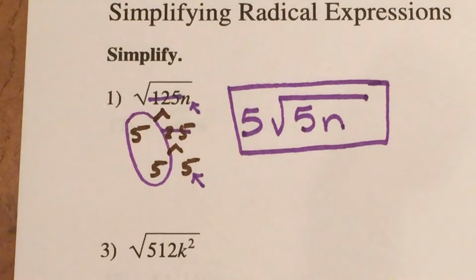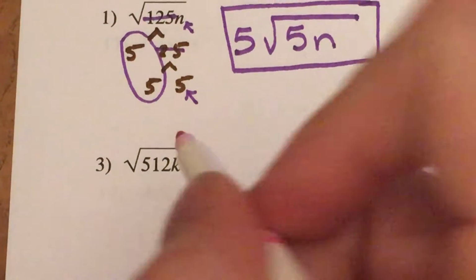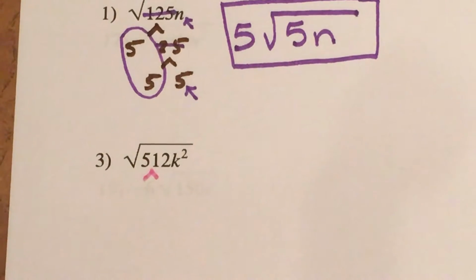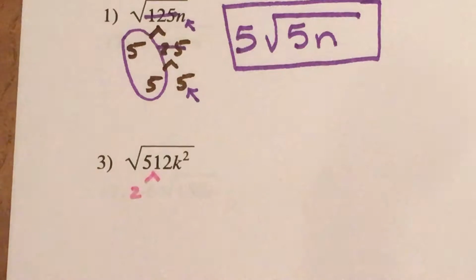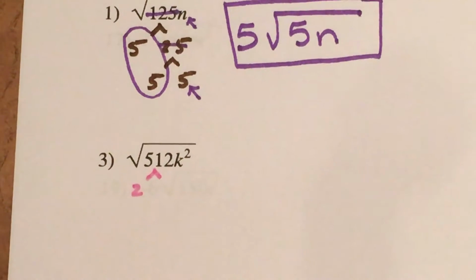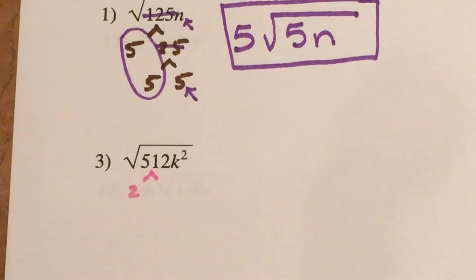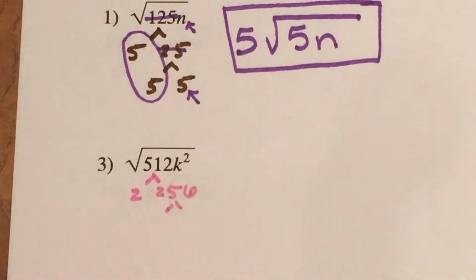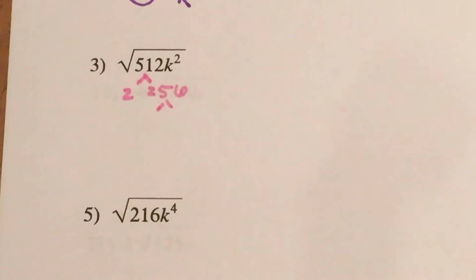Let's check out number 3, right below it. Number 3, wow, 512, that's big. Yep, it sure is. What's the smallest thing that can divide into it? 2. And this is where your calculator is going to help you move a lot faster. So 512 divided by 2, 256. What's the smallest thing that can go into 256? Yeah, another 2.